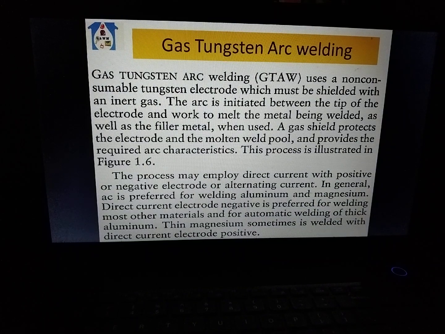Gas tungsten arc welding (GTAW) uses a non-consumable tungsten electrode which must be shielded with inert gas. The arc is initiated between the tip of the electrode and the work metal, and the metal being welded, as well as the filler metal, is used. A gas shield protects the electrode and the molten weld pool and provides the required arc characteristics. This process is listed in Figure 1.6.